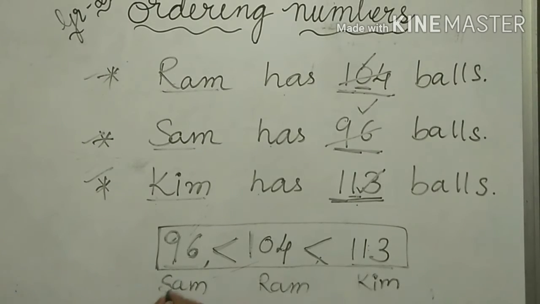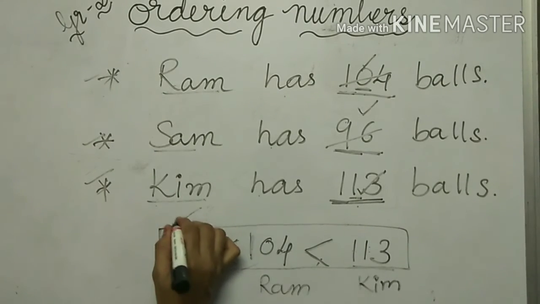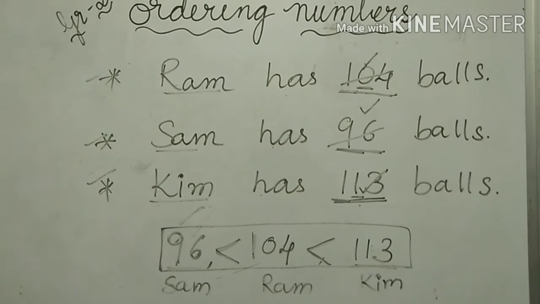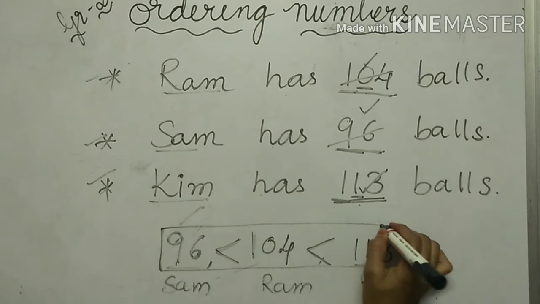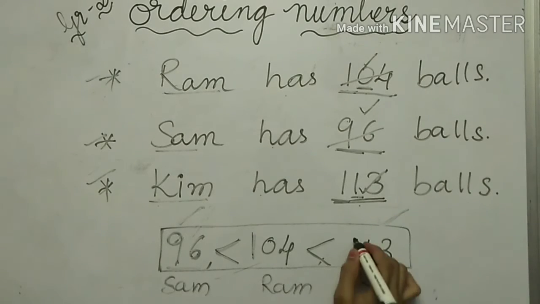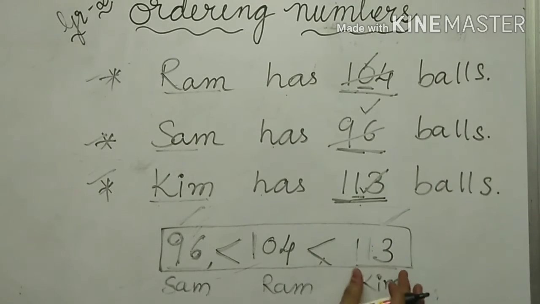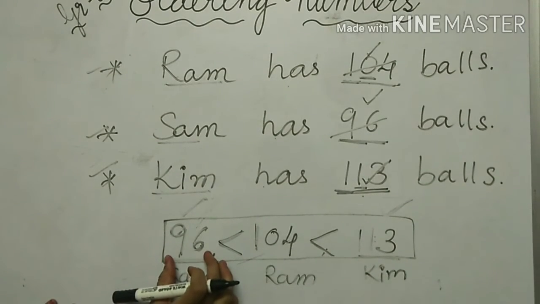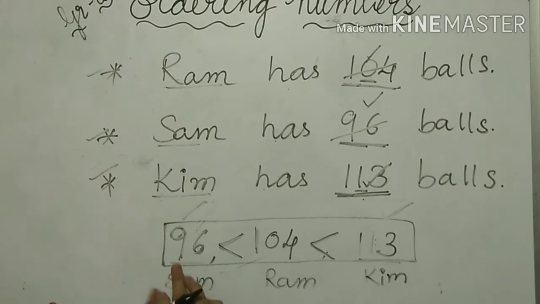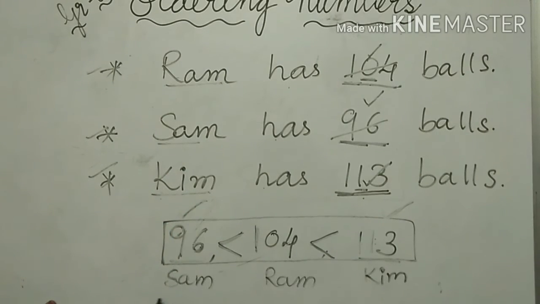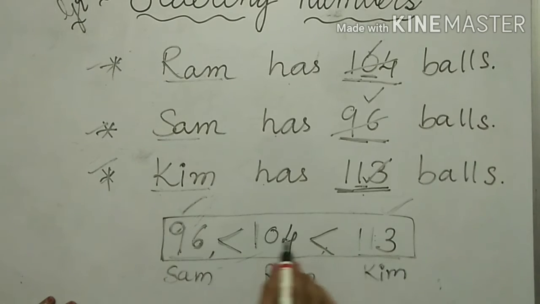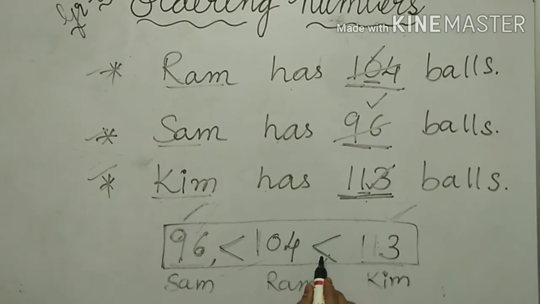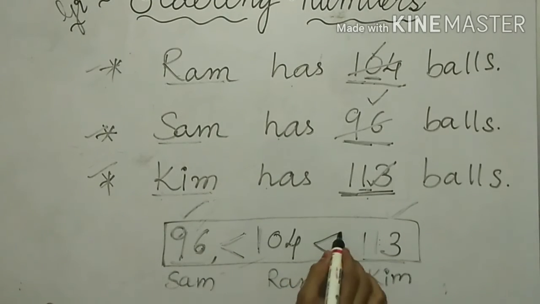Yes, Sam has the least number of balls, means he has less number of balls, 96. And who has more number of balls? Yes, Kim has more number of balls, means 113 is the bigger number. Small number is 96, so Sam has less number of balls among these three. So this is the way of writing numbers in increasing order by using the greater than symbol.